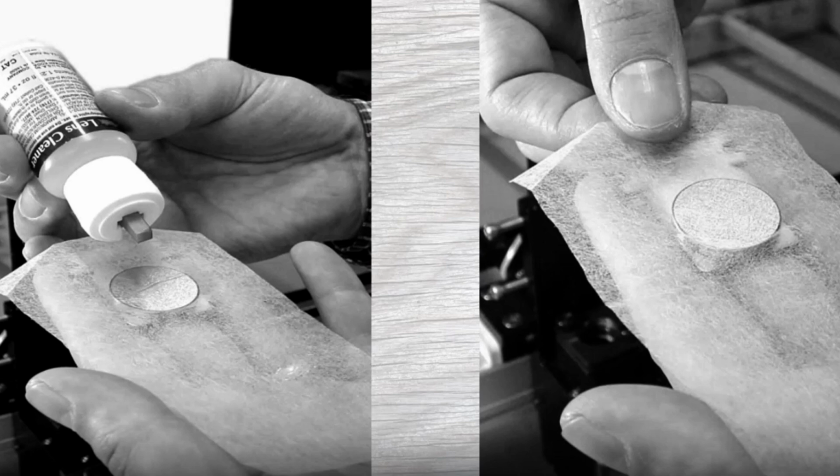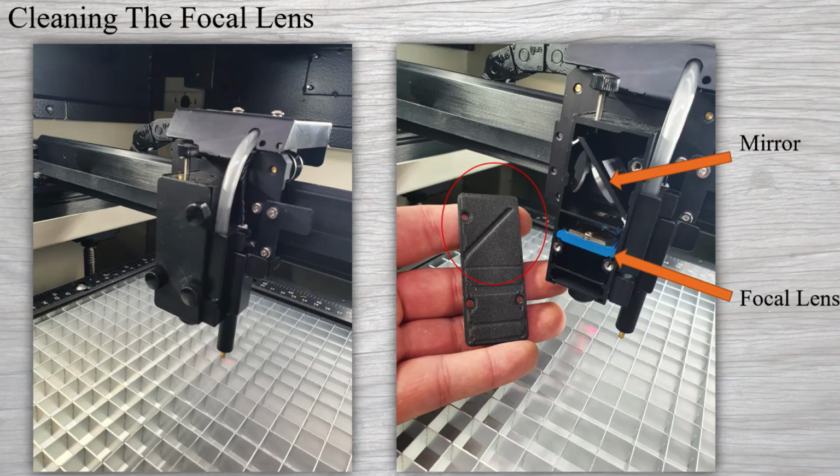Use lens paper and apply lens cleaner. After a moment, pull away the paper and allow the mirror to dry naturally. Remove the black cover carefully to expose the focal lens. The lens can be cleaned with a cotton swab and lens cleaner. Ensure to clean both sides.